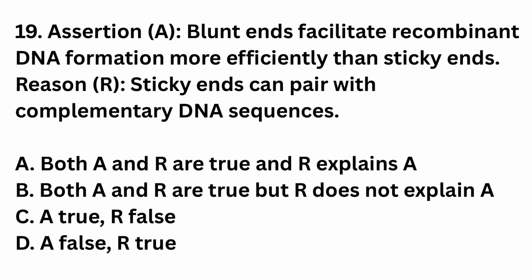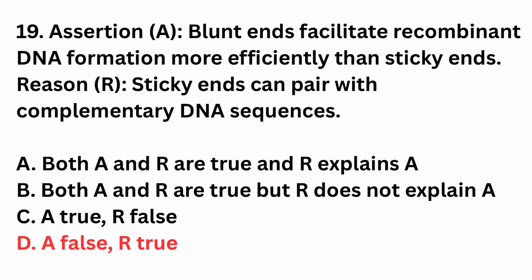Question number 19. Assertion: Blunt ends facilitate recombinant DNA formation more efficiently than sticky ends. Reason: Sticky ends can pair with complementary DNA sequences. Both assertion and reason are true, and reason explains assertion. Both assertion and reason are true, but reason does not explain assertion. Assertion true, reason false. Assertion false, reason true. The right answer is option D.